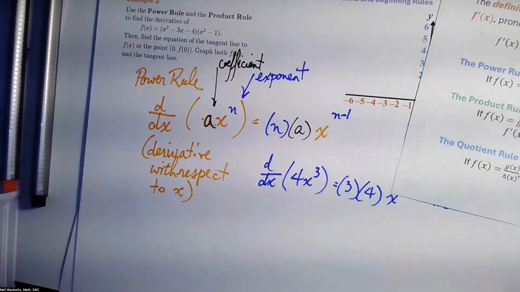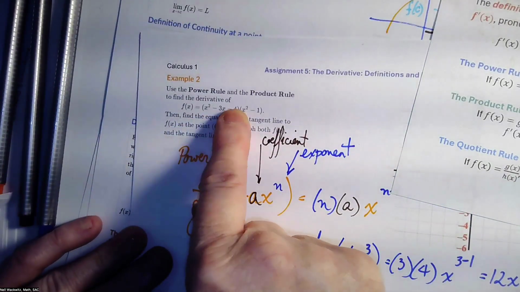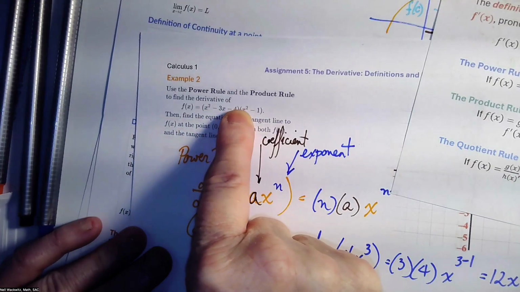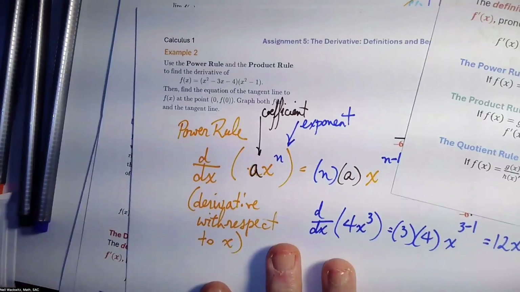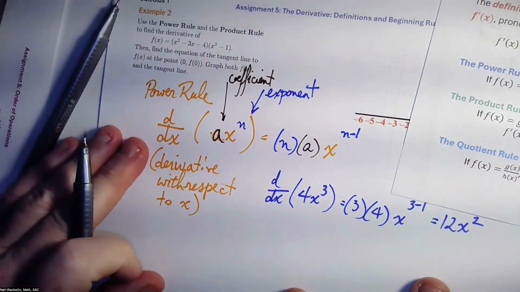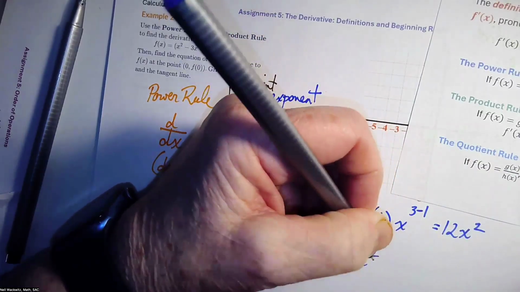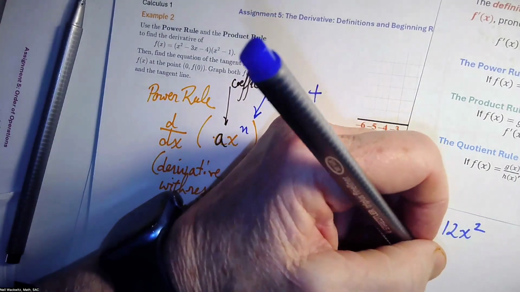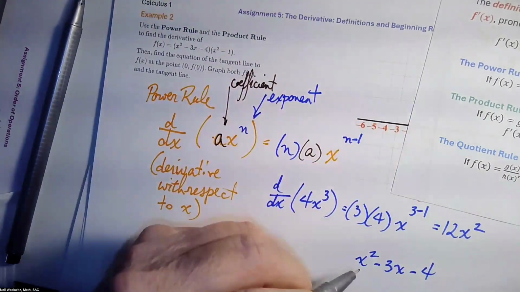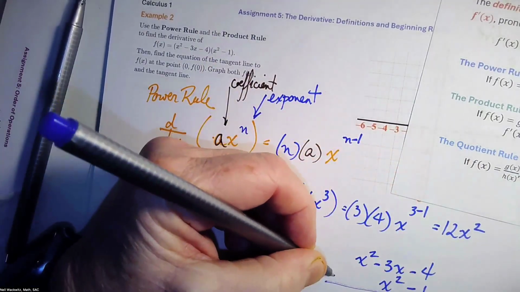In order to use the power rule, though, we need to have all individual terms. Right now, we've got 2 factors, and that's great because we can practice multiplying. So we have x squared minus 3x minus 4 times x squared minus 1.